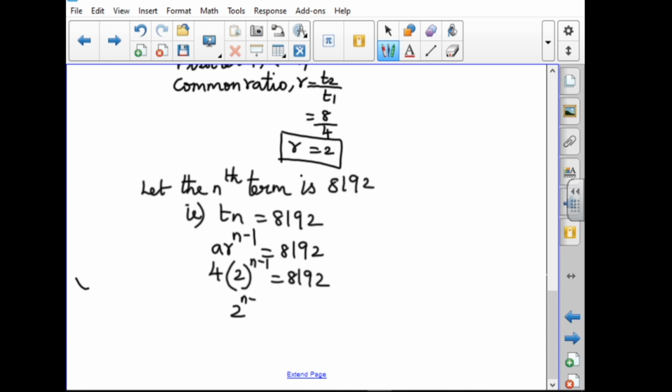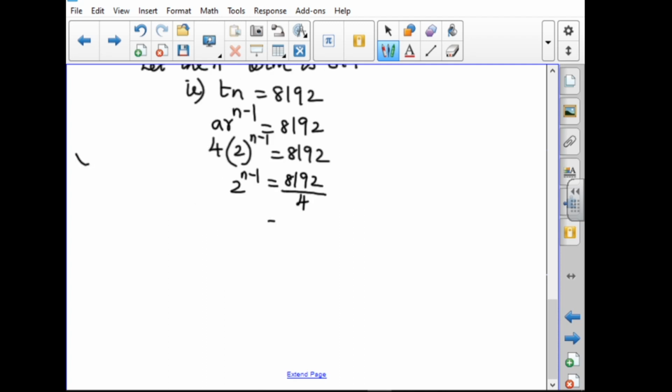2 power n minus 1 equal to 8192 divided by 4. Cancel in the 4 table: 2 4s are 8, 1 we cannot divide, so 0. In 19, 4 4s are 16, 32, 8. So 2 power n minus 1 equal to this much. We have to find the factorization of 2048. It is an even number, so write in the 2 table.